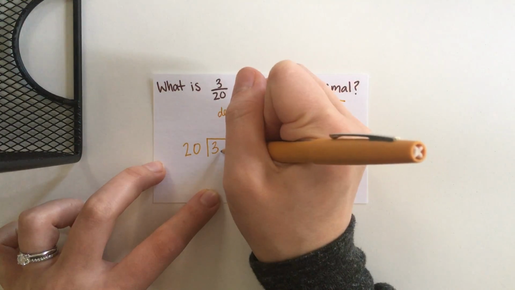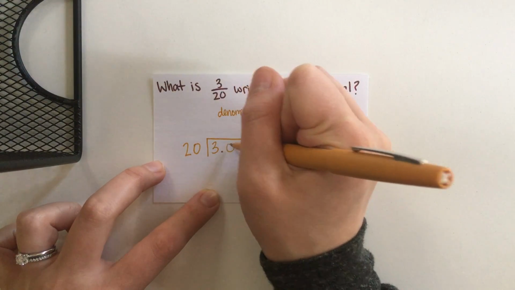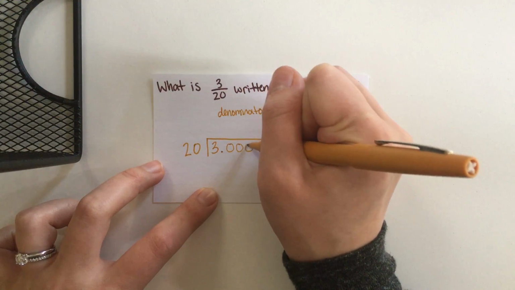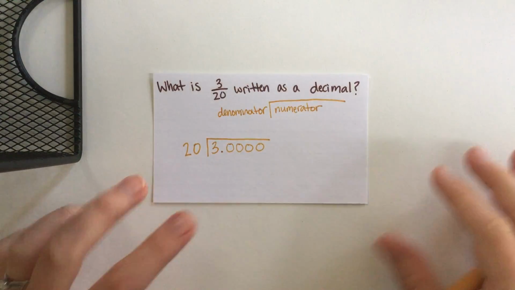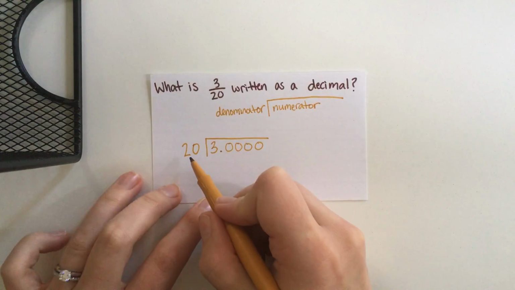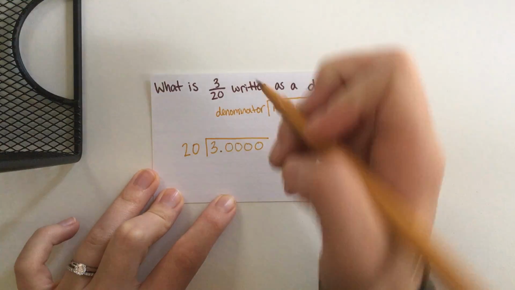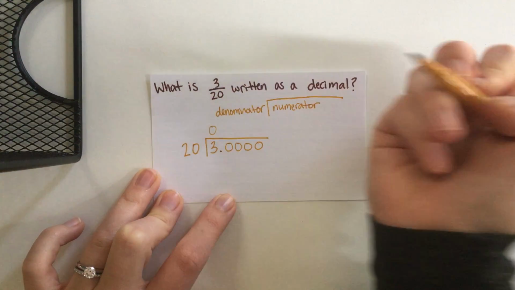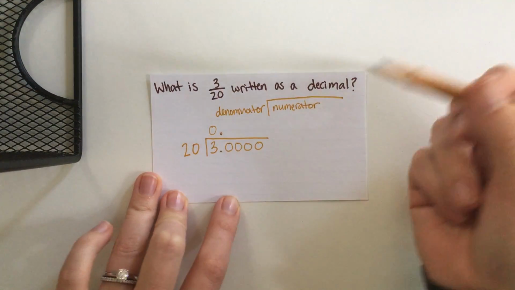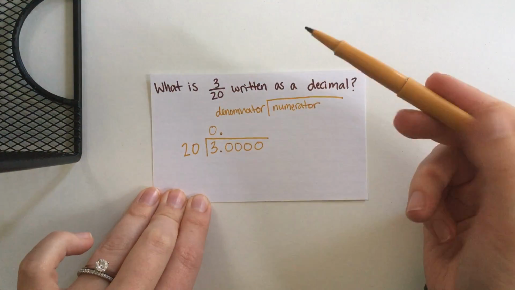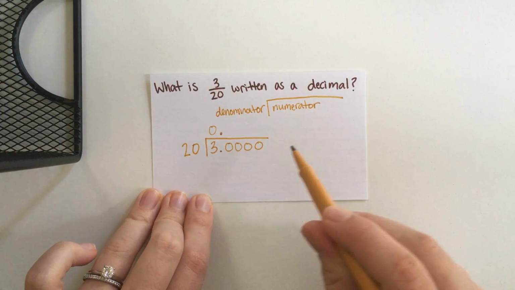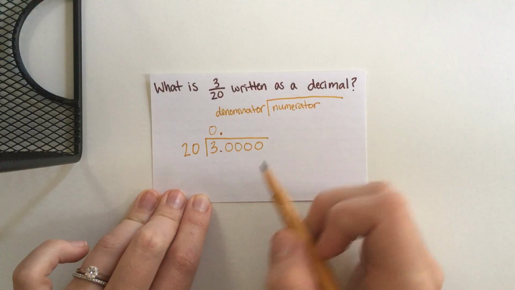One thing I like to remember is that 3 is the same as 3.0. It's the same as 3.00, 3.000. We have as many zeros as we want, and we'll get to how we use those. So 20 goes into 3, 0 times. I do need to make sure my decimals line up, and this is where organizing your long division is really going to help. So take time to move slowly and make sure your work is lined up and neat.